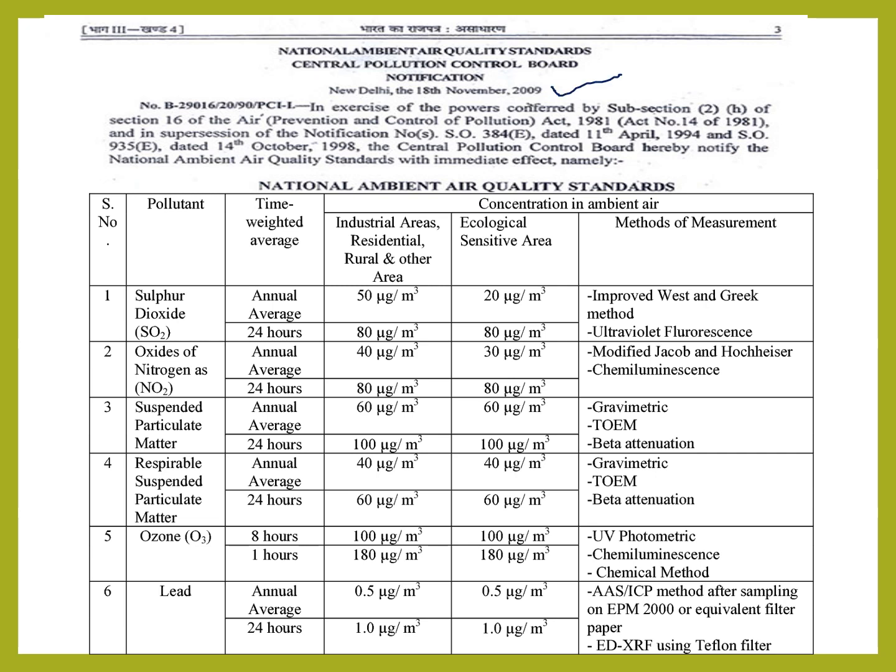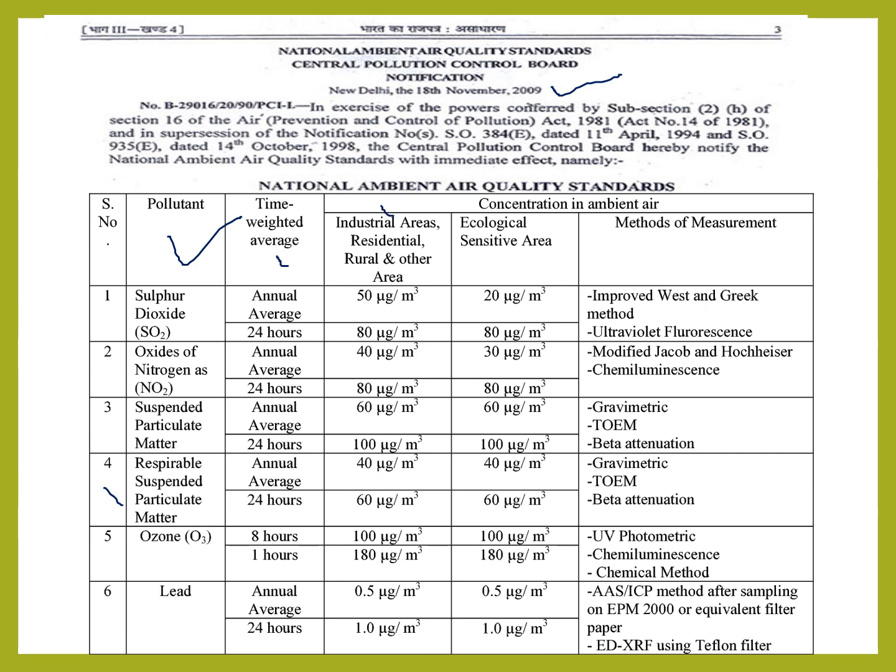the year 2009. Here all the major pollutants that we have discussed are given: SO2, NO2, SPM (suspended particulate matter), RSPM (respirable suspended particulate matter), that is PM 2.5, ozone, lead, etc. Time weighted average, annual average, as well as 24-hour average are given. Then the concentration in ambient air is given. There are two categories in this.